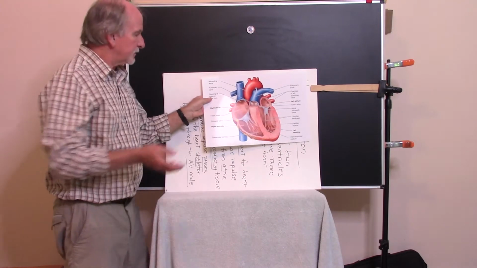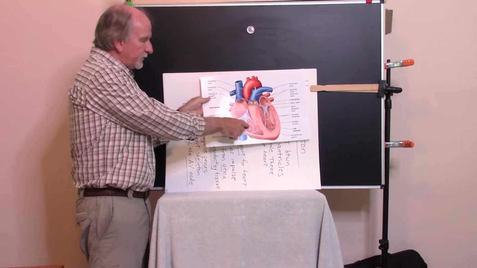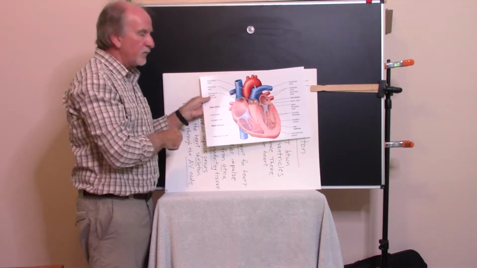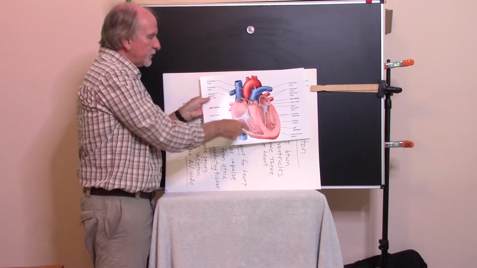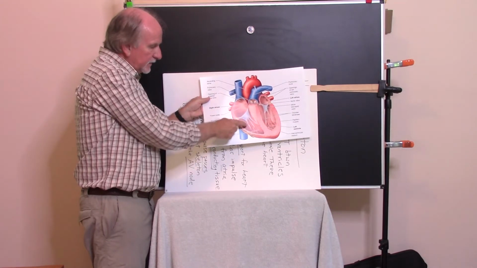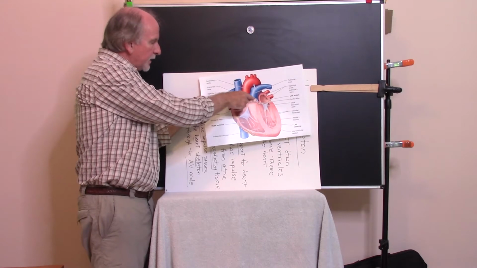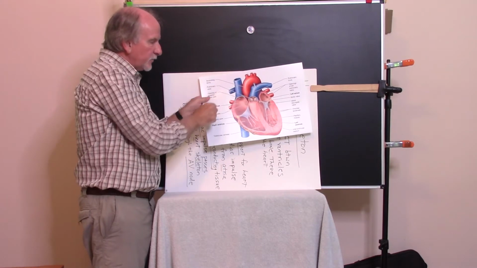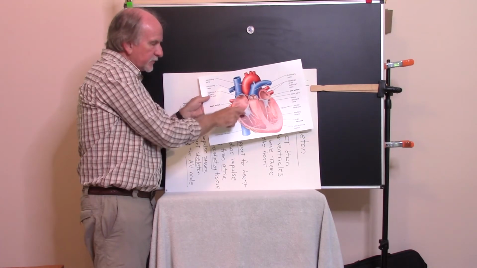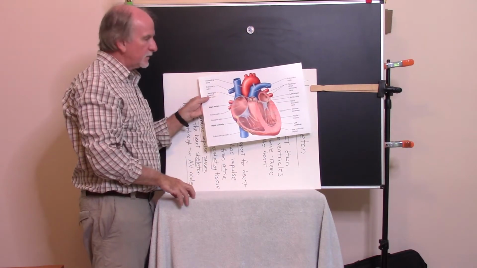So here's an illustration showing the tricuspid valve between the right atrium and right ventricle, and the mitral or bicuspid valve between the left atrium and the left ventricle. Here you can see the chordae tendineae attached to the papillary muscles. Right here you're seeing the bottom of the pulmonary semilunar valves, and right next to it, within the wall of the left ventricle, you're seeing part of the bottom of the aortic semilunar valve.